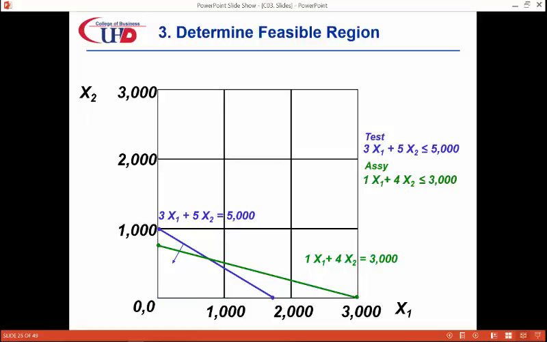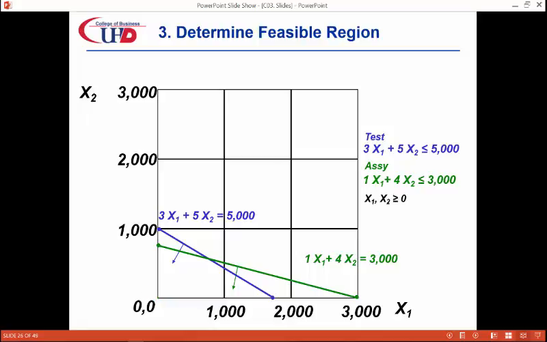And we need to pick the area below the blue testing line. For assembly, the cap is 3,000 hours. The origin point means no production of either type and no assembly hours used at all, which satisfies the assembly constraint. So the feasible region suggests we have to pick the down area again.